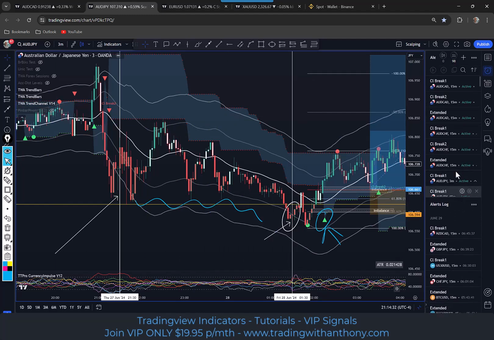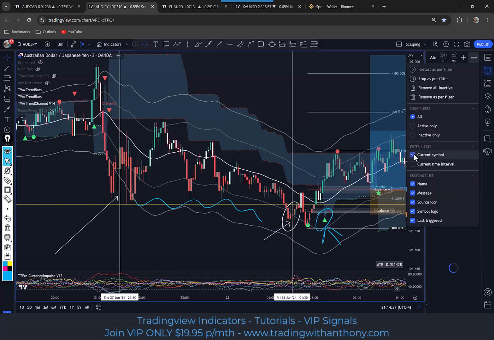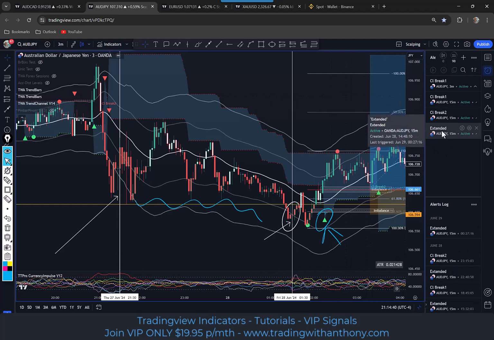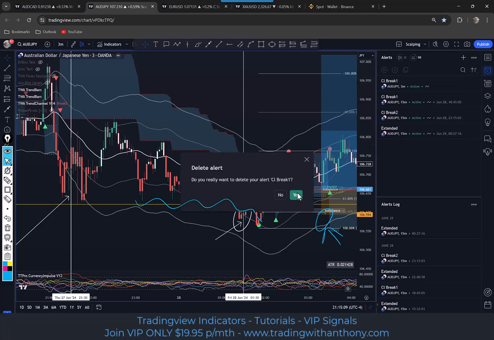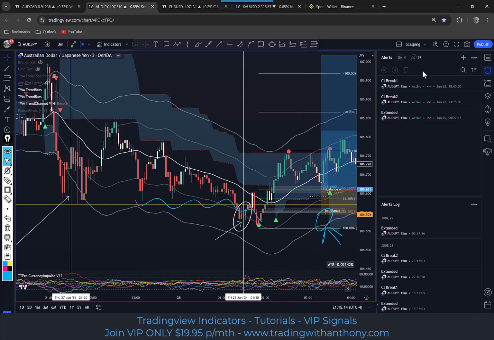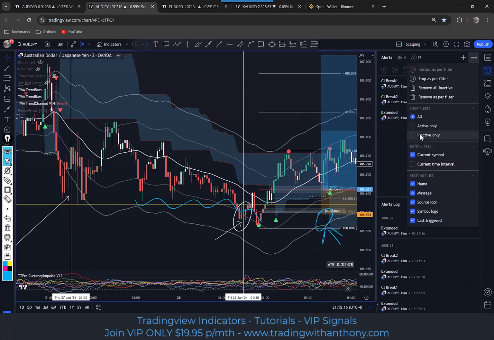There's the alerts and then there's the alert log. Let's just isolate this. So there it is there on the 3M, cloud break 1. That's the first cloud break, that's the one I want. And you can see the other alerts here. I'll delete it because this is a tutorial, but you'll be doing that in real time. Now don't forget to untick that.